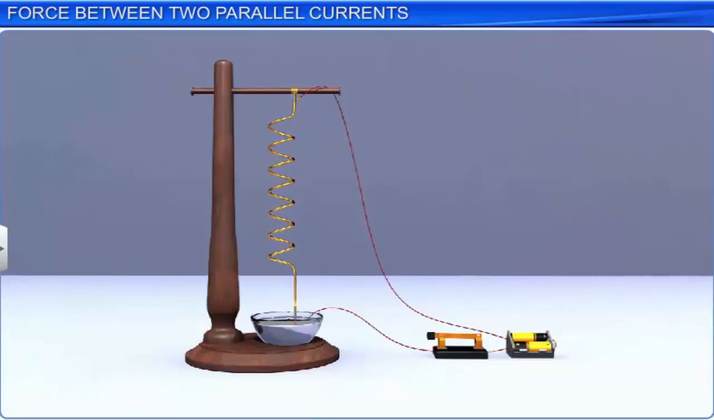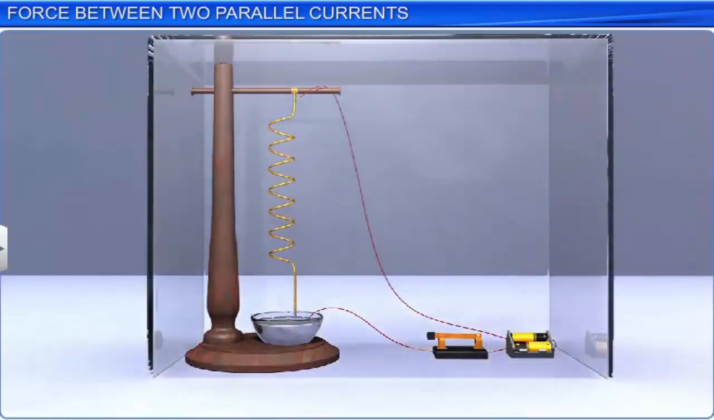The force of attraction between two adjacent loops in the coil is similar to the force of attraction between two parallel current-carrying conductors, when the direction of current through them is the same. While doing this activity, we should take care to keep the face away from the mercury vapors, because mercury vapors are poisonous.